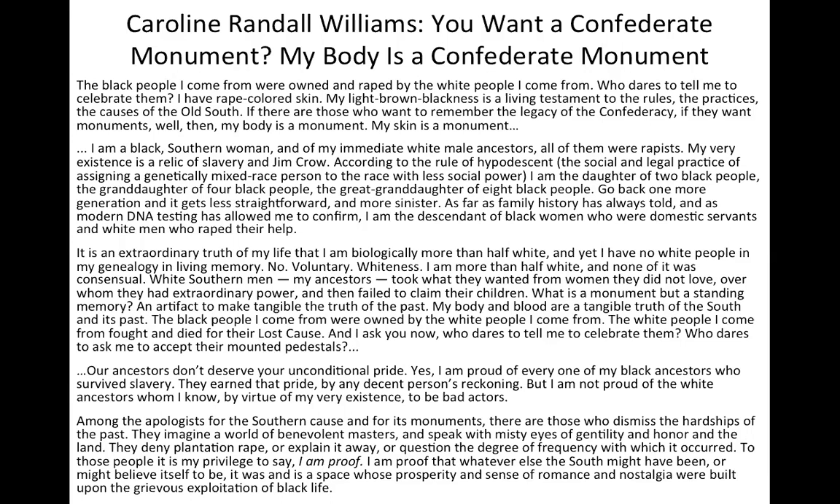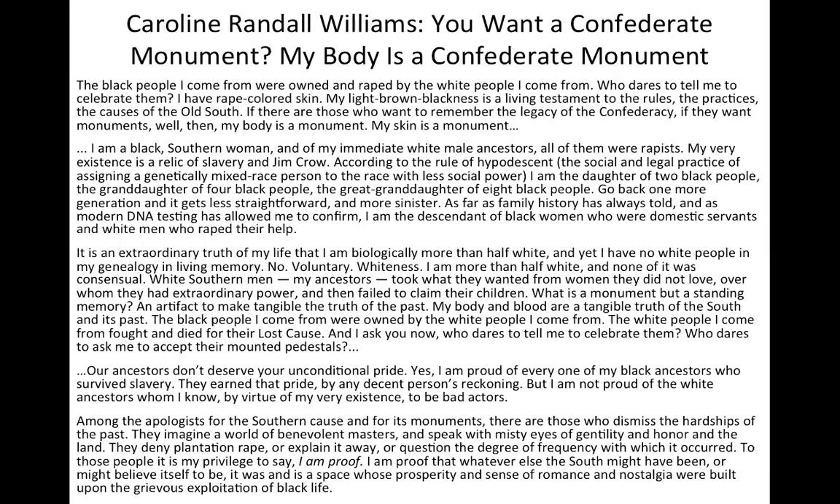As far as my family history has always told me, as modern DNA testing has allowed me to confirm, I am a descendant of Black women who were domestic servants and white men who raped their help. It's the extraordinary truth of my life that I am biologically more than half white, and yet I have no white people in my genealogy and living memory, no voluntary whiteness. I am more than half white, and none of it was consensual. White Southern men, my ancestors, took what they wanted from women they did not love, over whom they had extraordinary power, and then failed to claim their children.